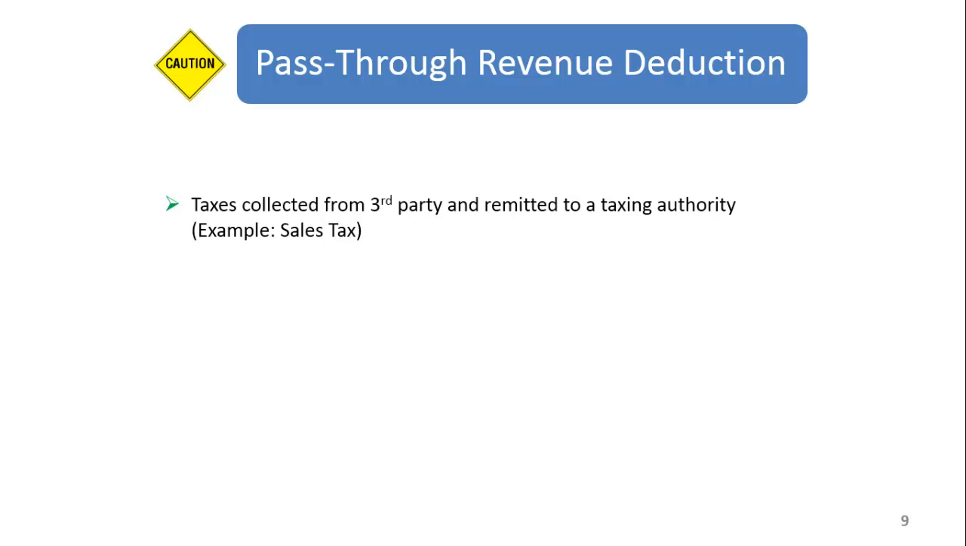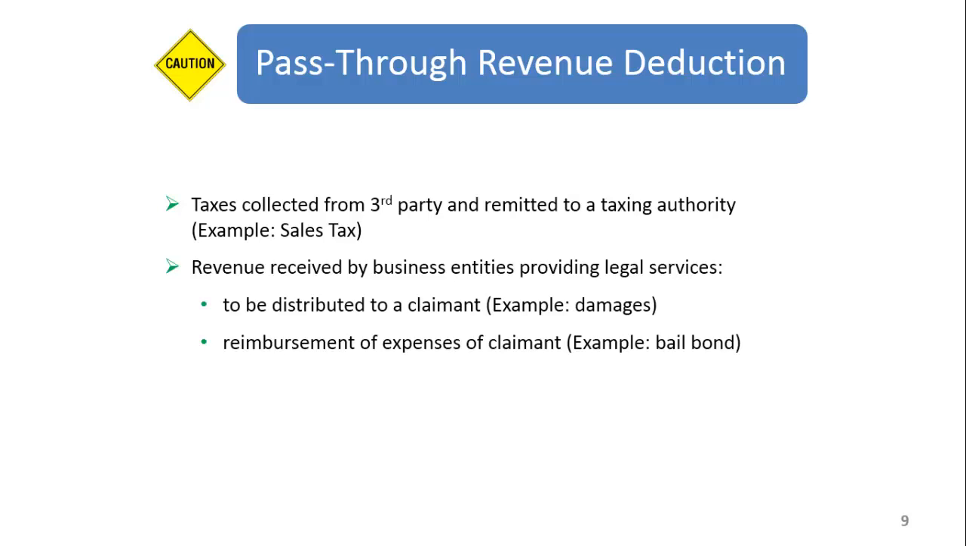More items that are deductible as pass-through revenue are taxes collected from a third party and remitted to a taxing authority. The example here is sales tax. But remember that deductions for commerce tax must be included in gross revenue in order to be deductible. So a cash basis taxpayer that includes sales tax in gross revenue would receive that deduction. If the sales tax is not included in gross revenue, no deduction is available. Revenue received by business entities providing legal services that is required to be distributed to a claimant. The example here is damages, or a reimbursement of an expense of a claimant, such as a bail bond.